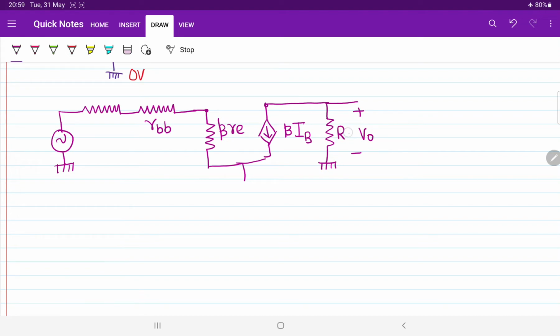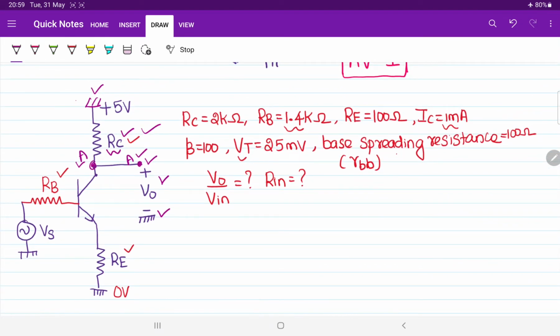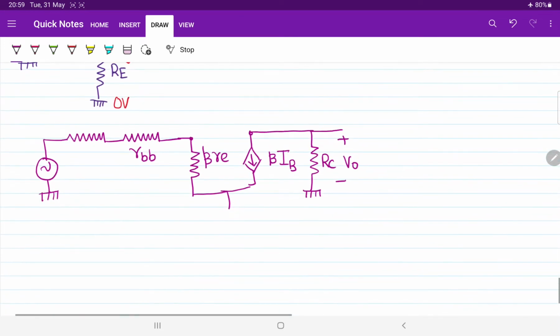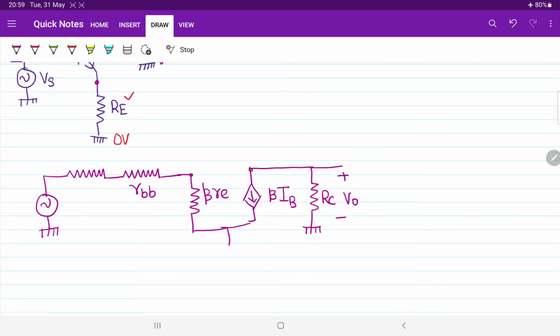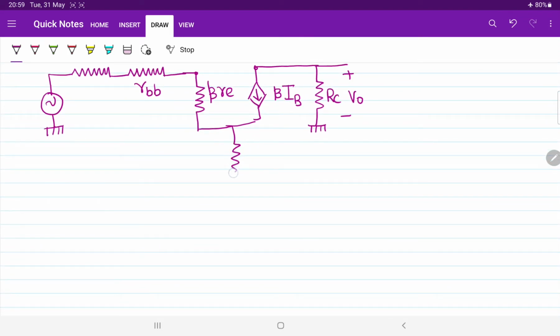Just now we saw that. Go back, just check this. This is collector resistance RC. That is what I did. And now take the emitter terminal. The emitter terminal is connected to a resistor RE. So let me connect that resistor here, RE. That's all. This is over.